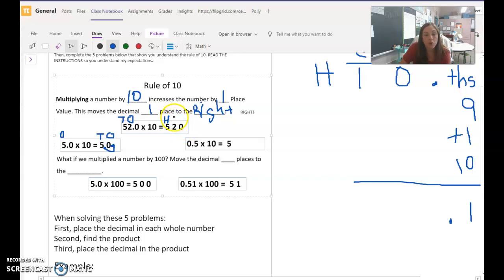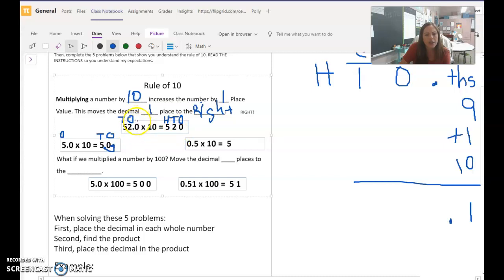520, 20 is 2 tens and 0 ones. So did everything move up 1 place value? Yes. The 5 started in the tens, and ended in the hundreds. The 2 started in the ones, and ended in the tens. And let's take a look.